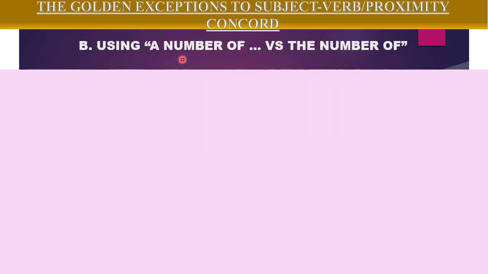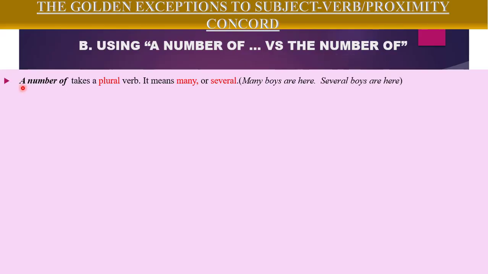What about a number of and then the number of? Whenever we use a number of, it takes a plural verb. It means many or several. So a number of doesn't show any specific quantity. So it will take a plural verb, just as we use many or several. So you will say many boys are here or several boys are here. A number of boys are here.